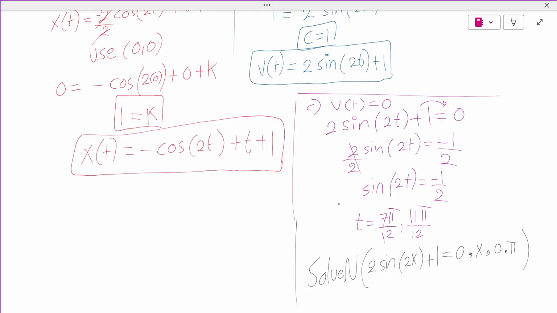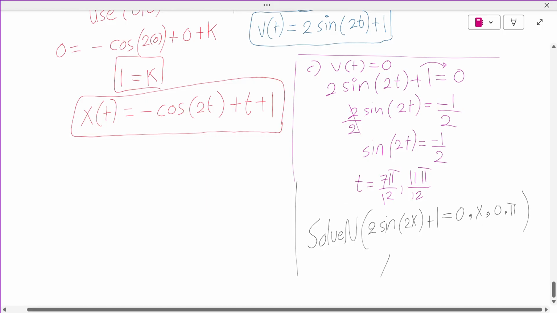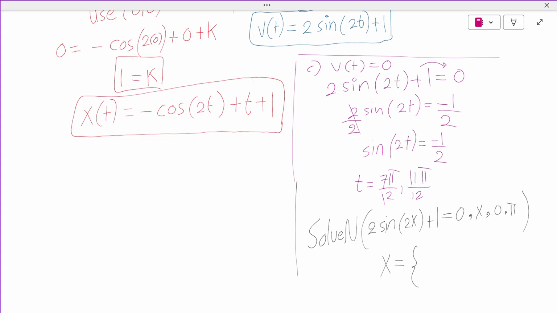Shift solve or whatever in your graphing calculator, you get x equals 7 pi over 12, comma 11 pi over 12. Those are the t values, but the calculator gives the x value, so it's the same. This is the first question.